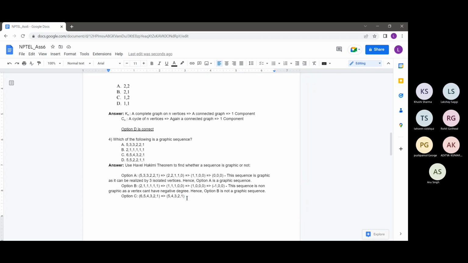So here also this sequence won't be graphic. We can just say it at this step. This 6 basically says that we need to reduce the values of the first 6 entries by 1, but there are only 5 entries available. I need to reduce the values of 6 entries, but I have only 5 entries available. So this sequence is non-graphic.